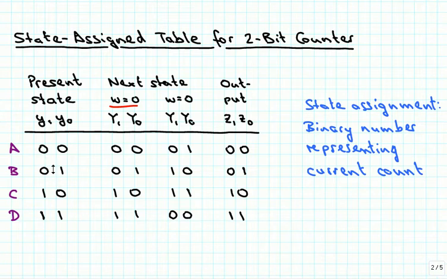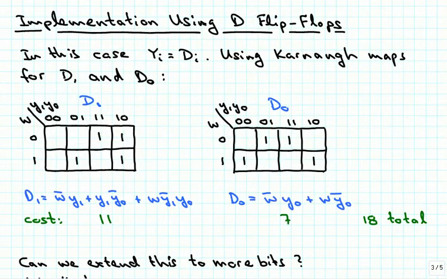Now the next step will be to take this state assigned table and convert it into equations that we can apply to flip-flops, either D flip-flops or JK flip-flops in this example. So here we prepare for the implementation using D flip-flops. When we have D flip-flops, the flip-flop whose current state is the little y_i has an input D_i, and that input D_i corresponds to the next state, capital Y_i. So capital Y_i in the state assigned table is the same thing as D_i for the D flip-flop.